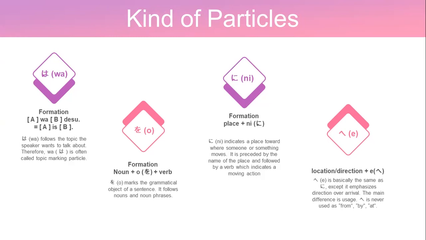And o. The formation is noun plus o plus verb. O marks the grammatical object of a sentence. It follows nouns and noun phrases. And the third is ni. The formation is place plus ni. Ni indicates a place toward which someone or something moves. It is preceded by the name of the place and followed by a verb which indicates a moving action.